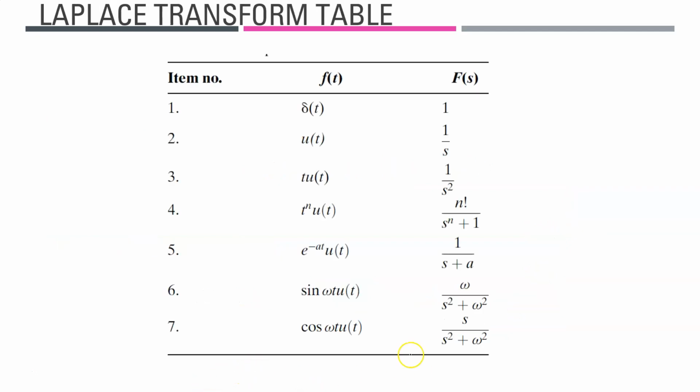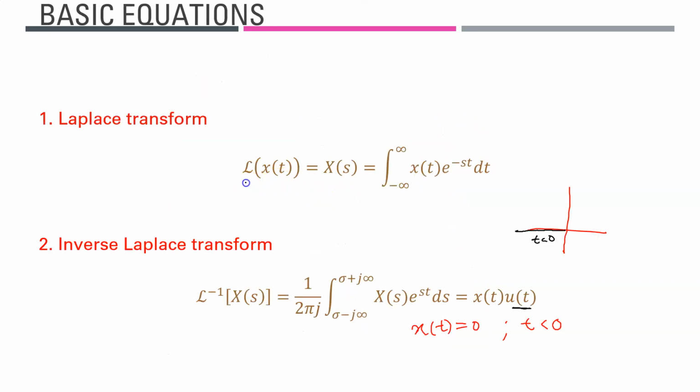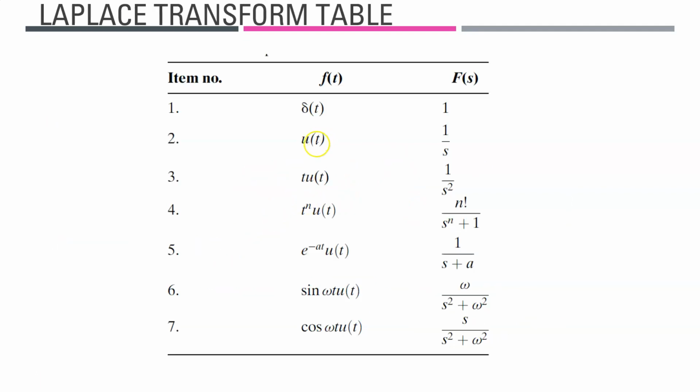This table shows some Laplace transforms of some basic signals. We have an impulse signal, whose Laplace transform is equal to 1. This result can be proven if you do the integration using this formula. For the step signal, the Laplace transform is 1 over s. These are some of the basic signals and their equivalent Laplace transforms. We can use this table to do the Laplace transform instead of performing the long process of integration.